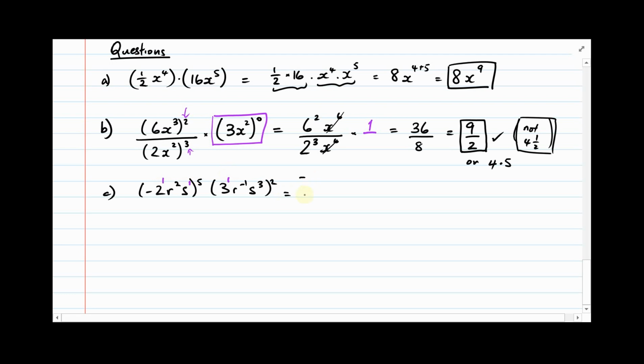So in the first term to the 5th power, I'd have -2 to the 5th, r to the 10th, s to the 5th, and that is being multiplied by 3 squared, r to the -2, and s to the 6th power.